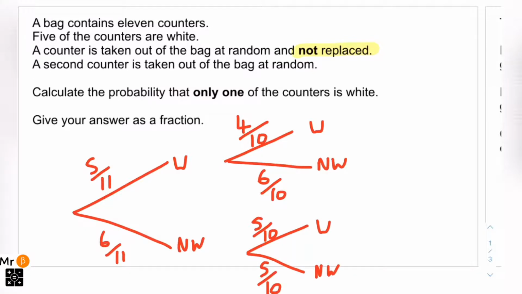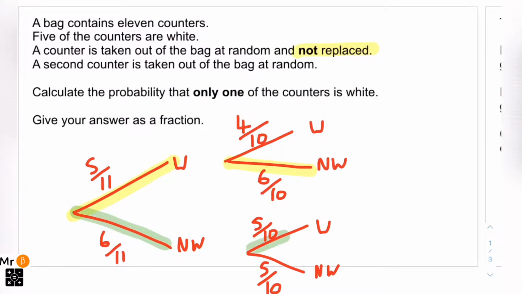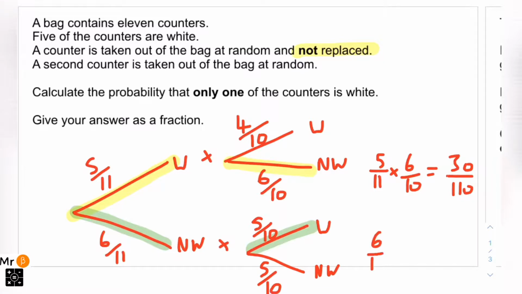It wants to know the probability that one counter is white. That means we would get a white and a non-white, or a non-white and a white. There are 2 different ways to get only one white. We remember to multiply to get 30 over 110, and 6/11 times 5/10 is 30 over 110.